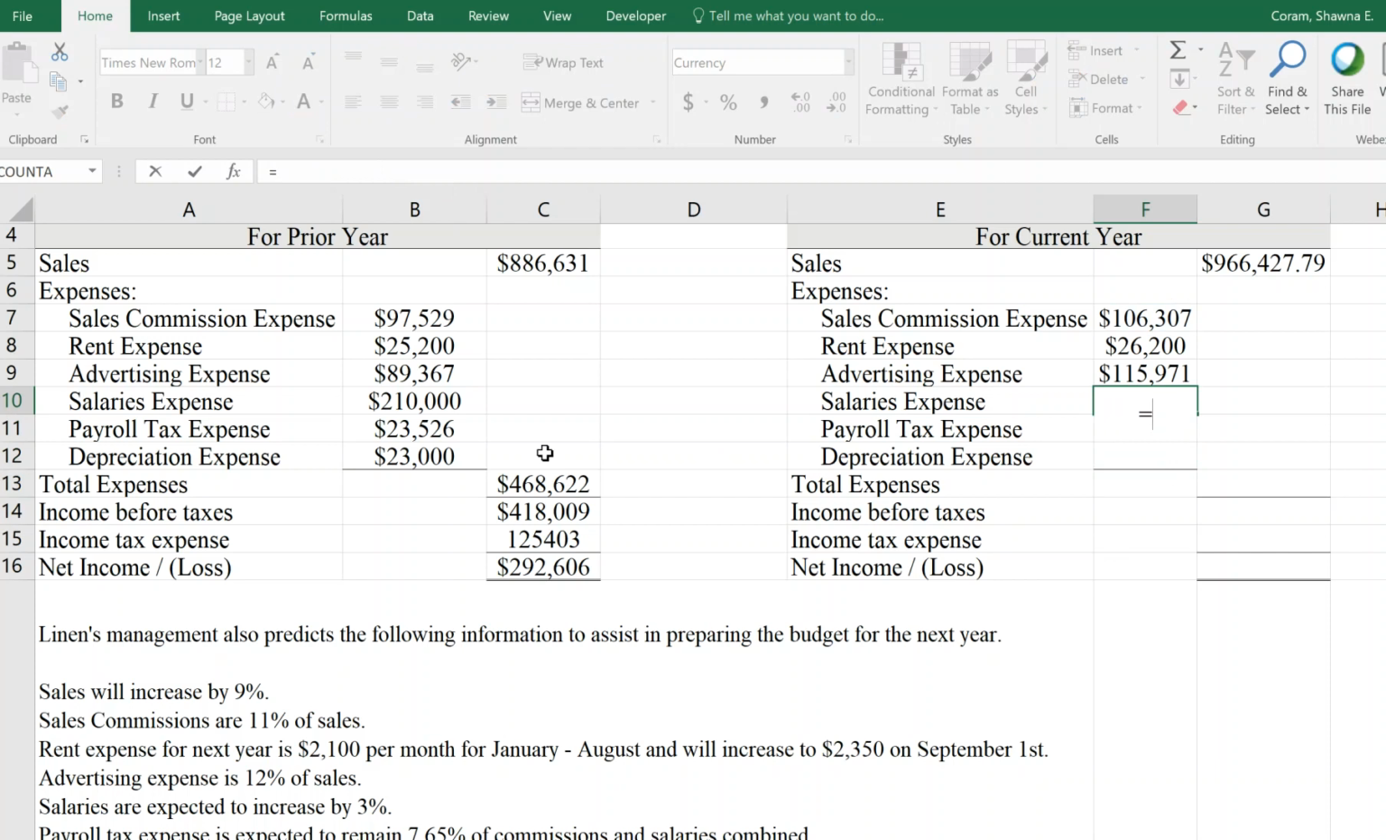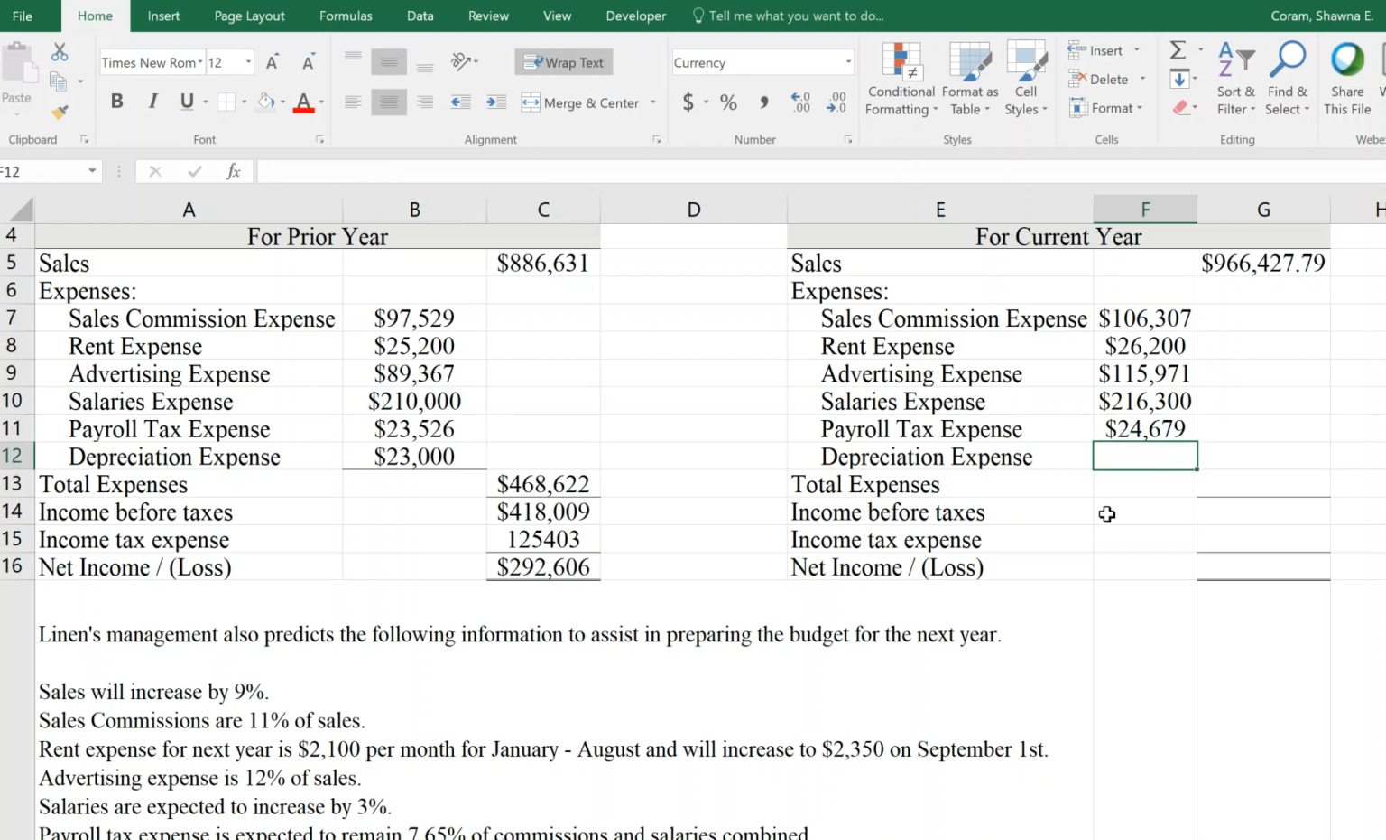So it looks like I have calculated the correct amount here. I grabbed the wrong number for salaries expense. We want the $210,000 times an increase of 3%. So that's 1.03. There we go. Now we've updated our payroll tax expense. This should be, there we go, $24,679, which was our salaries expense, and our commissions multiplied times the 0.0765, or 7.65%.